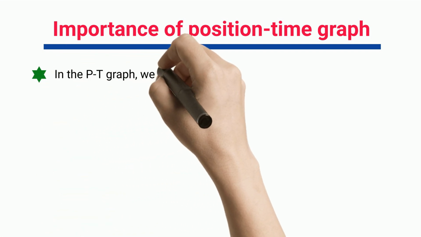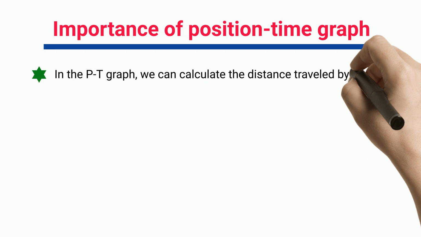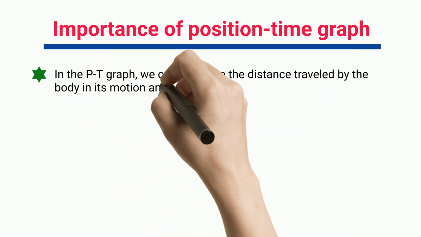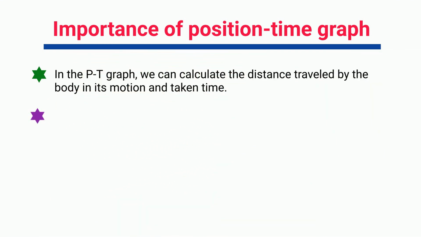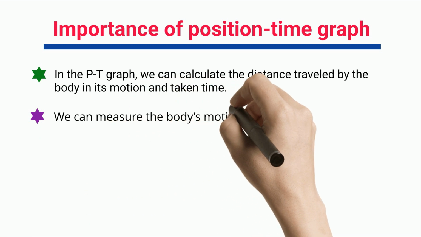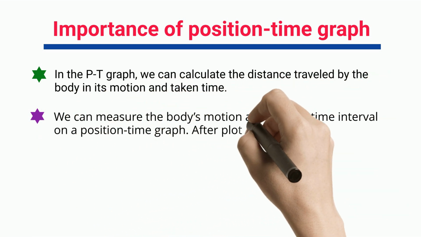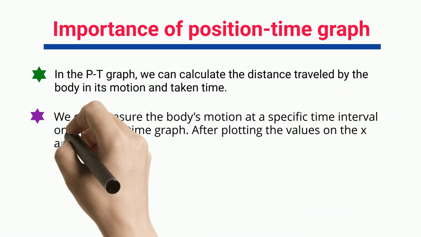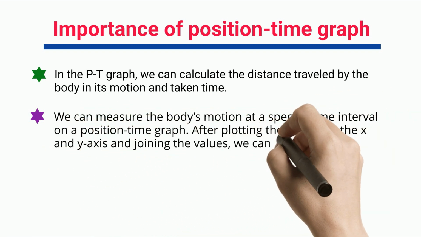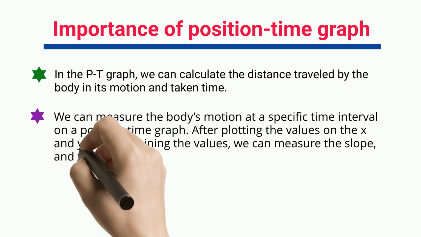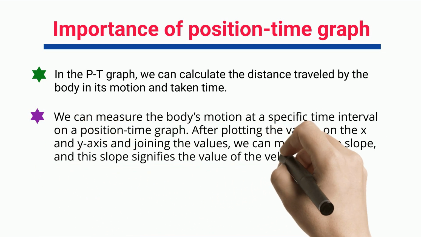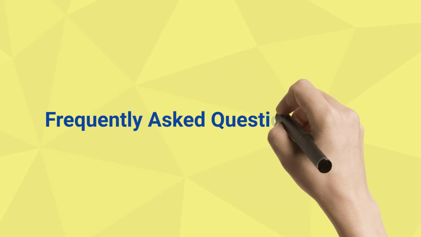In the PT graph, we can calculate the distance traveled by the body in its motion and the time taken. We can measure the body's motion at a specific time interval on a position time graph. After plotting the values on the x and y-axis and joining the values, we can measure the slope, and this slope signifies the value of the velocity of that body.